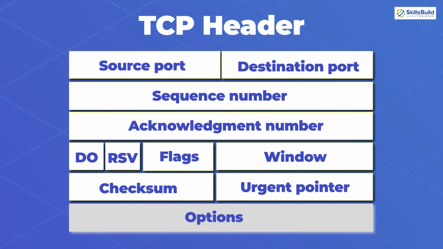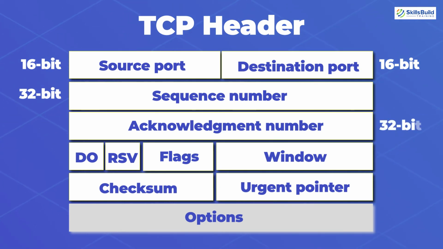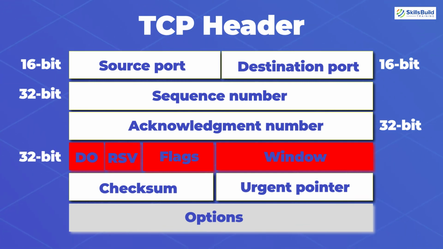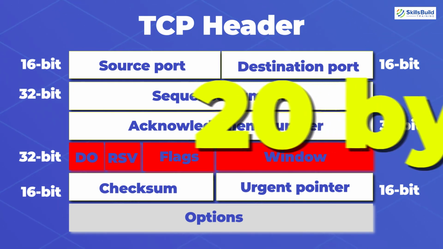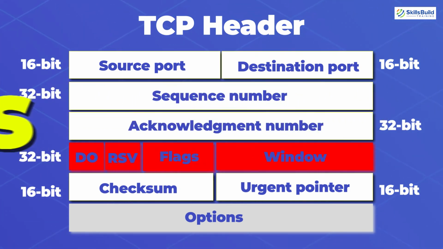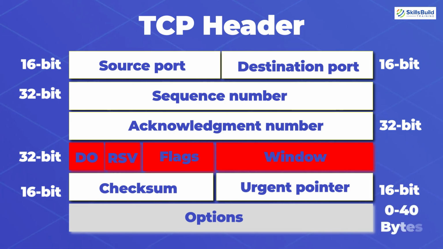If we talk about the size of each section, source port and destination port each consist of 16 bits. In total, it has a 32-bit size or 4 bytes. Sequence number also has 32 bits, which means 4 bytes. Acknowledgement has 32 bits, and then in this section we have 32 bits in total. Same goes for checksum and urgent pointer, which consist of 16 bits each and 4 bytes in total. So in whole, we get 20 bytes of size for our TCP header. And down here in the optional section, as I have told you earlier, we can have from 0 to 40 bytes. So in total, we can have a minimum of 20 and a maximum of 60 bytes of header size.